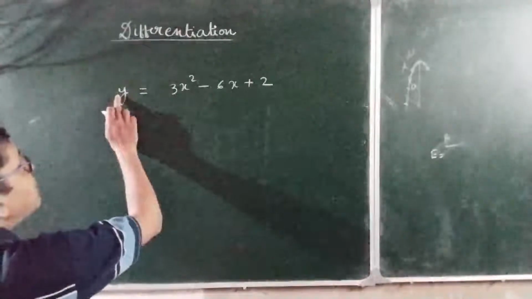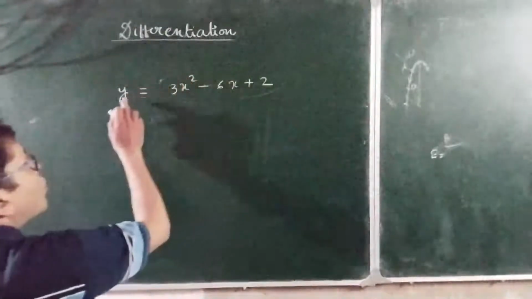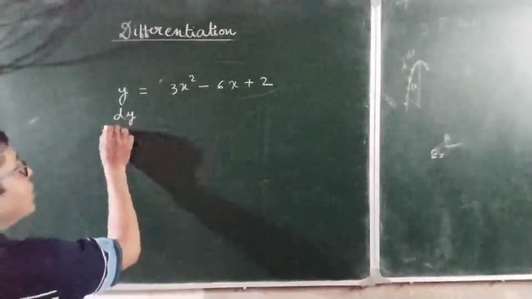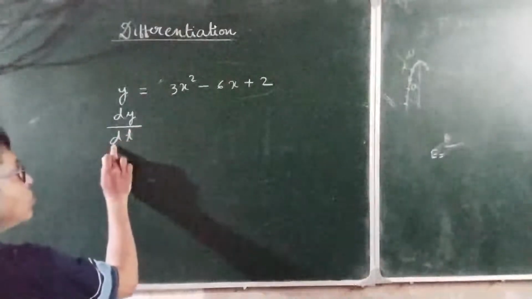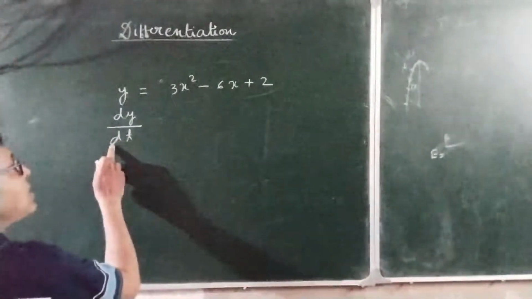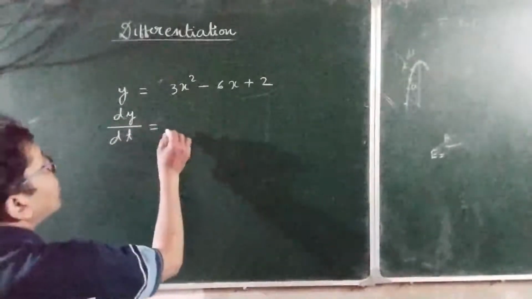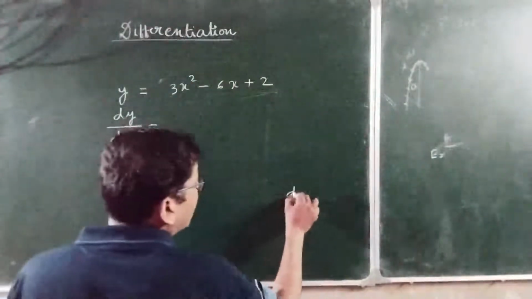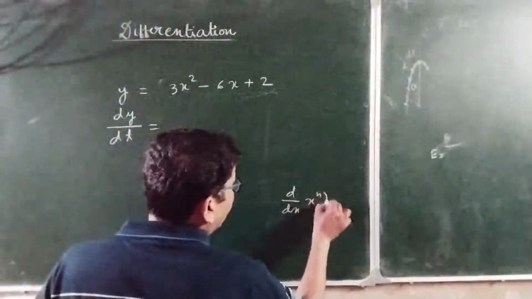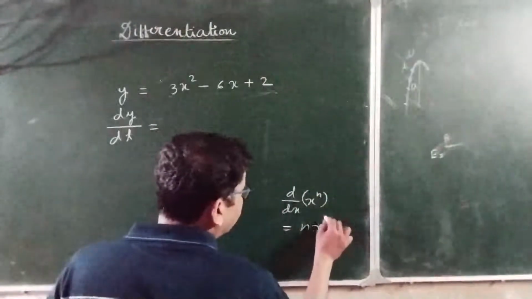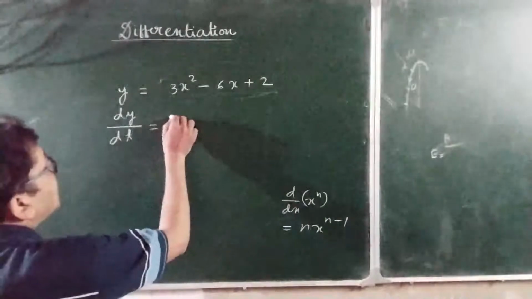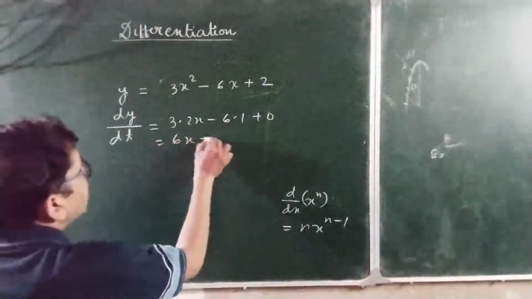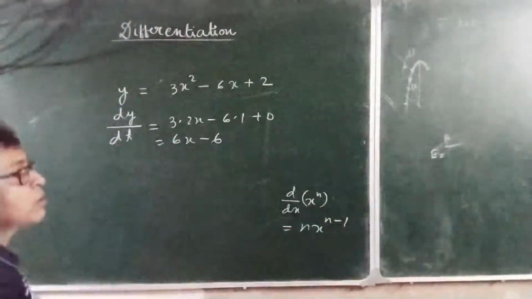So this represents the whole function. When we differentiate this function, that means dy, the change of y, when time changes also. So with respect to the change in time, when we differentiate this function, and according to the formula of the exponential function, we can make this as 3 into 2x minus 6 into 1 plus 0. That means 6x minus 6. This will be its velocity.